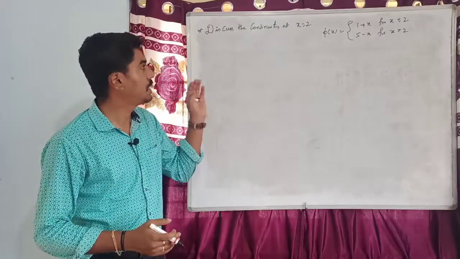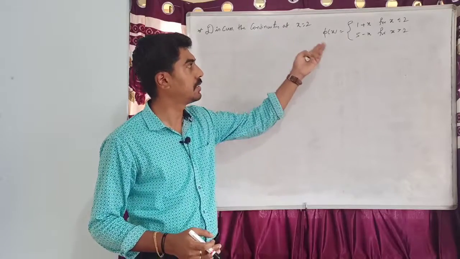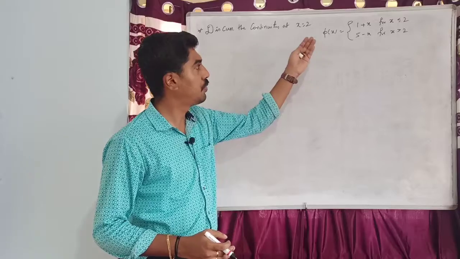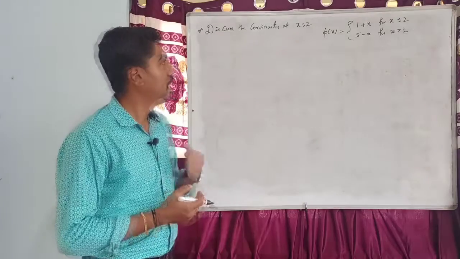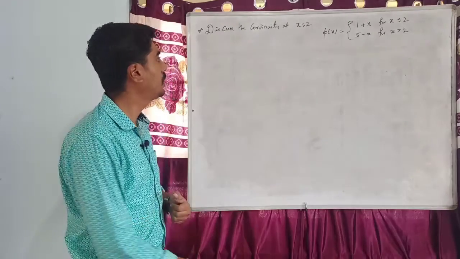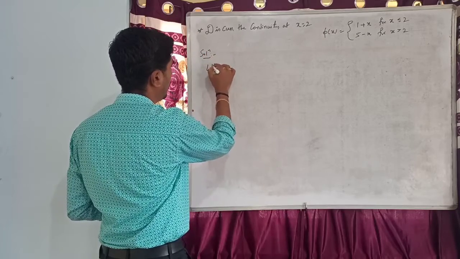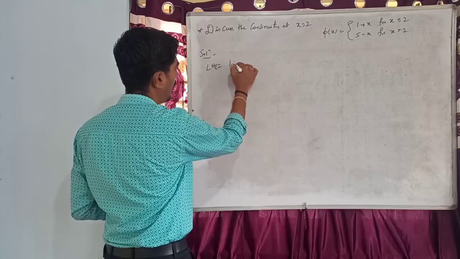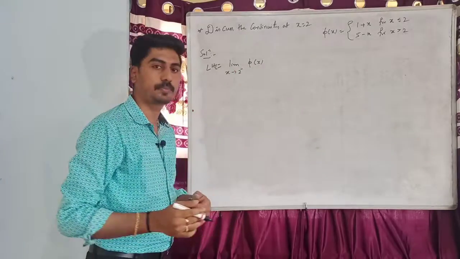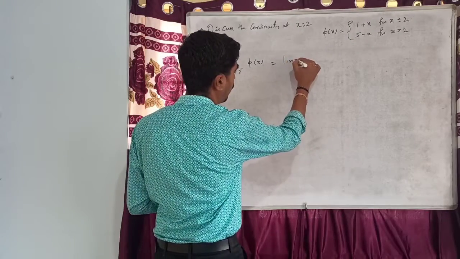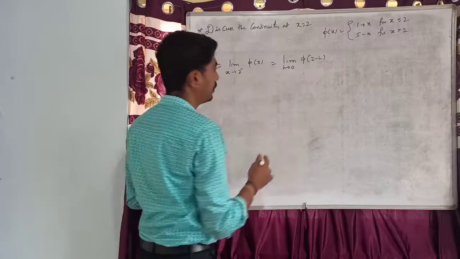Discuss the continuity at x equal to 2 for the function phi of x is equal to 1 plus x whenever x less than or equal to 2, phi of x equal to 5 minus x for x greater than 2. First, let us find out the left hand limit at x equal to 2. Left hand limit is equal to limit of phi of x as x tends to 2 minus. This will be equal to phi of 2 minus h as h tends to 0.